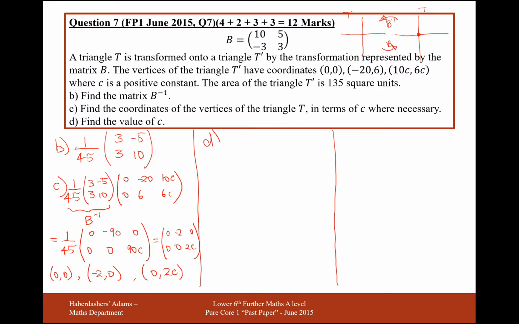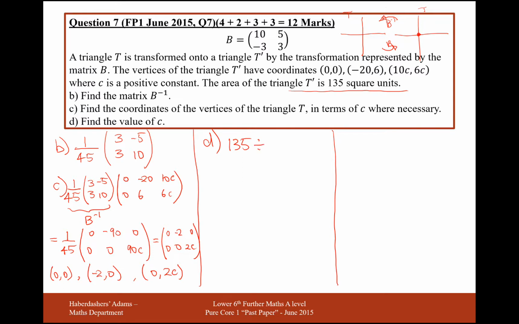Excellent. Find the value of c. Okay, so what we've got to use here is the idea that the scalar multiple of the area of our shapes is going to be equal to the determinant. So what we must have had on the area for T is 135 divided by the determinant.